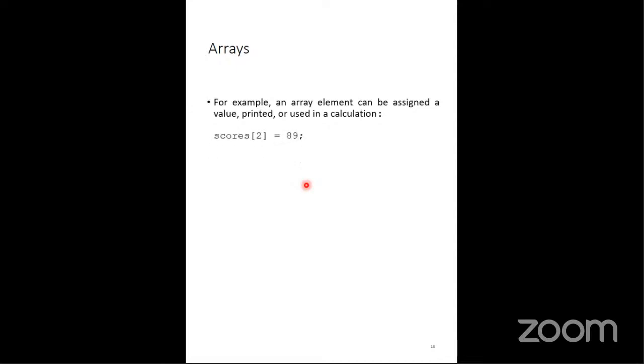Like you can write scores[2] is equal to 89. It means that 94 is now overwritten with 89. You can use it in some arithmetic expression like this. Scores[first]. Now what is first here? First is not a keyword. First is some variable whose value is 0, 1, 2, 3 or up to 9. So I can use it in this expression like this: mean is equal to (scores[0] + scores[1]) divided by 2. It means that it is calculating the average of the first and second score.